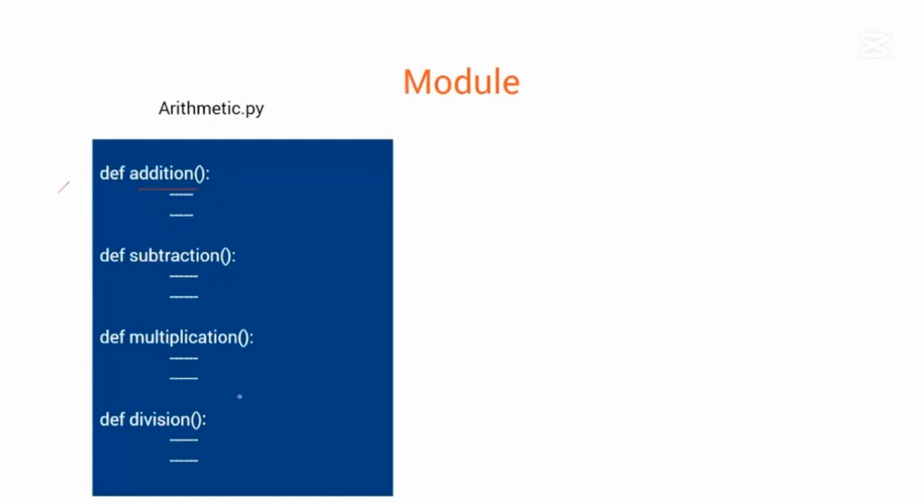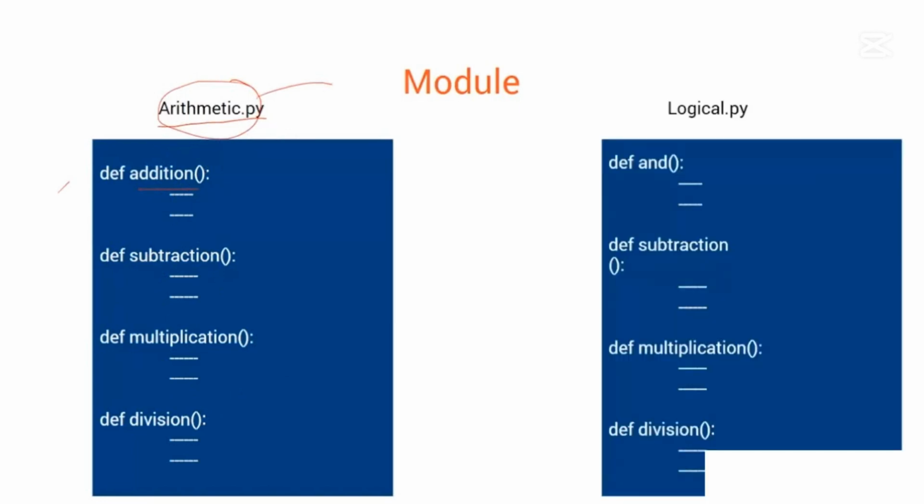These all functions reside inside a Python file which is called arithmetic.py. So this file is called a module. Similarly, we can create a module for the logical operators too, where the different types of logical operators are the functions, and all these functions are included in a file called logical.py, which is again a module.